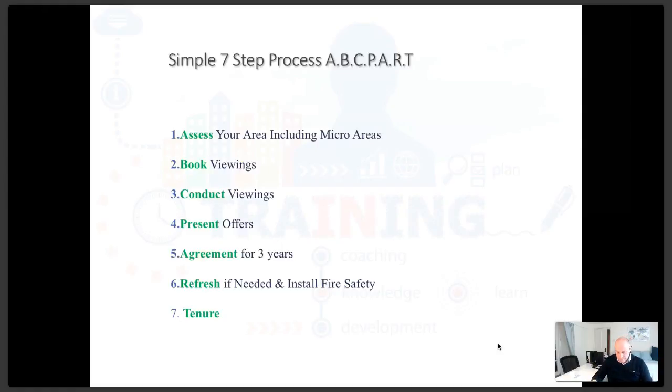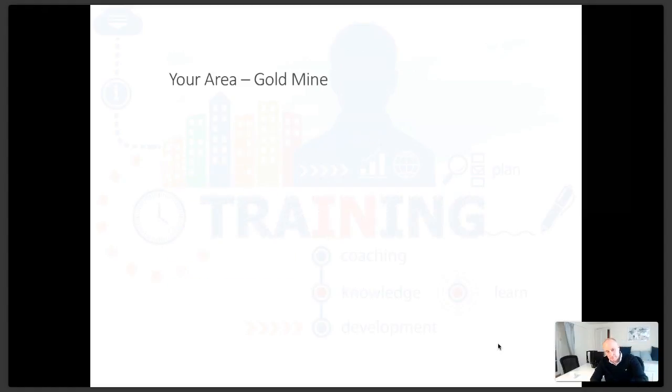We sign an agreement for 3 years, up to 5 years. We will refresh the property if we need. Very rarely do we do any refurbishment, it's not our property, but we'll refresh. So if we need a bit of paint or something like that, we'll do that. And then we fill it with guests. You know, we tenant it.